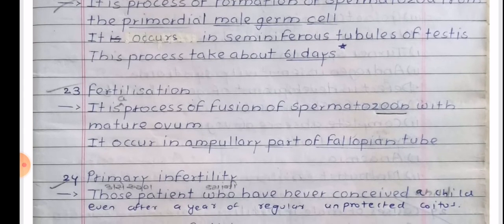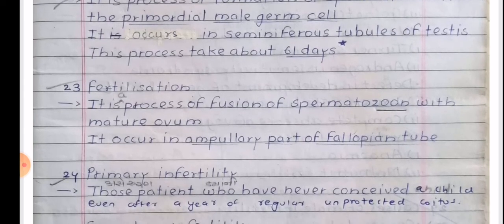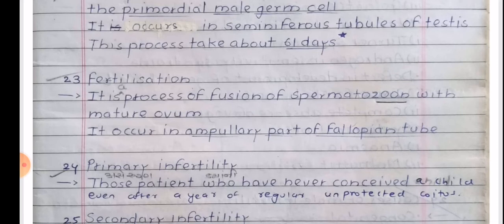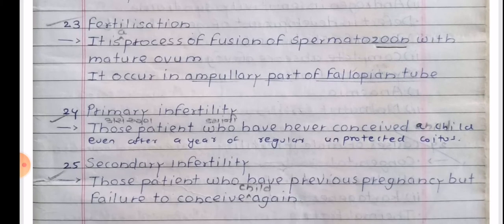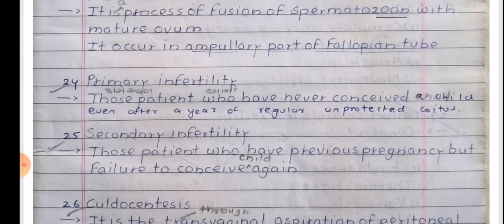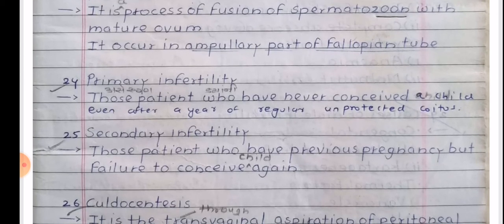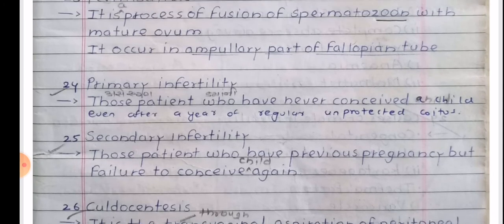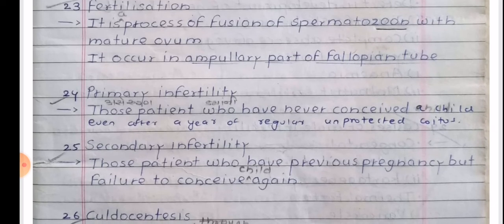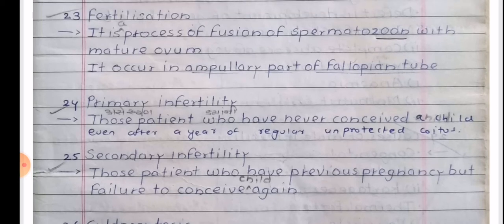Fertilization. It is a process of fusion of the spermatozoon with mature ovum. It occurs in the ampullary part of the fallopian tube. Primary infertility. Those patients who have never conceived a child even after a year of regular unprotected coitus. This condition is termed as primary infertility. And secondary infertility. Those patients who have a record of previous pregnancy but there is a failure to conceive a child again. This is known as secondary infertility.